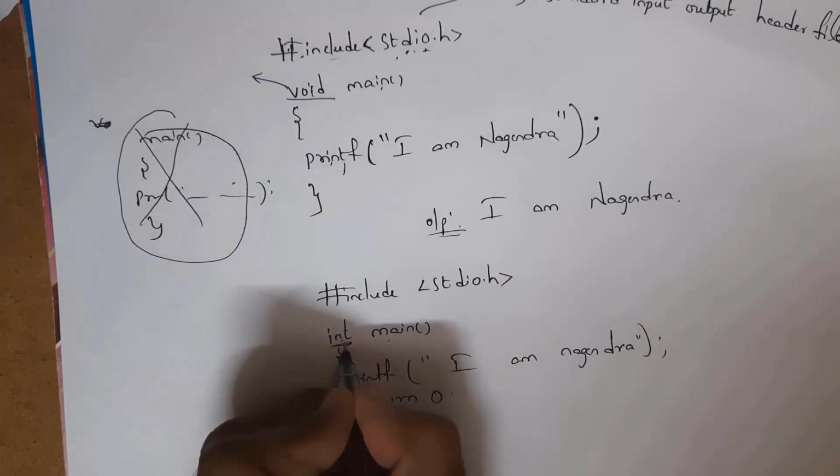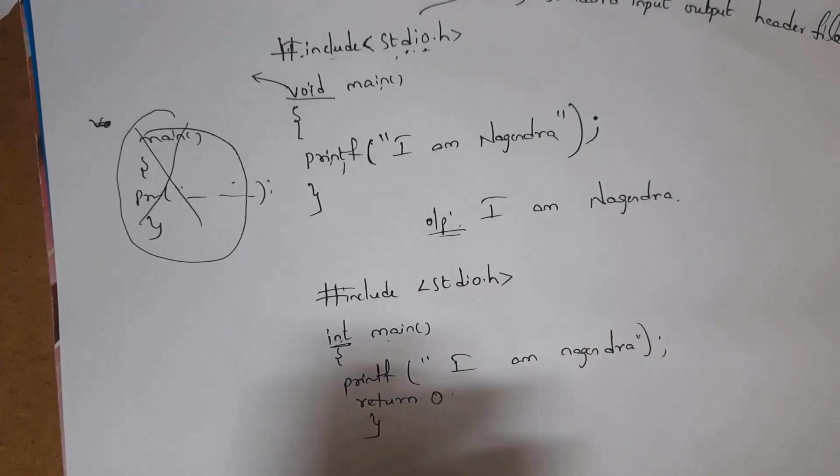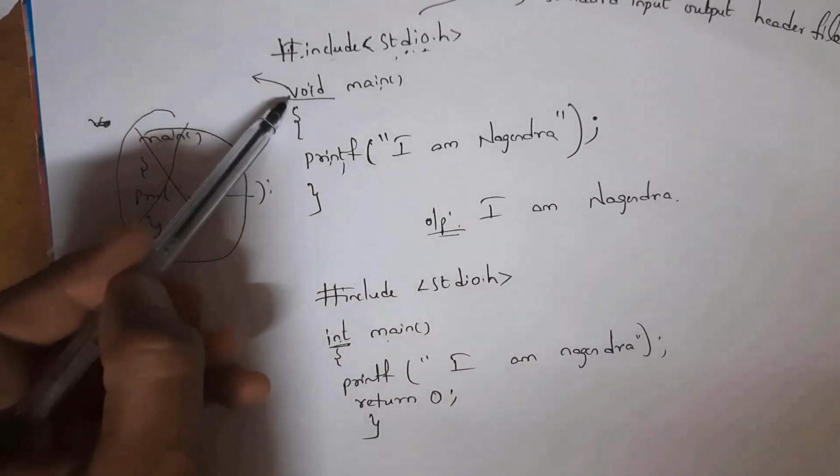Here I gave an integer type, so you need to write 0 here. 0 is an integer type, or you can also give 1 here. And definitely give a semicolon.